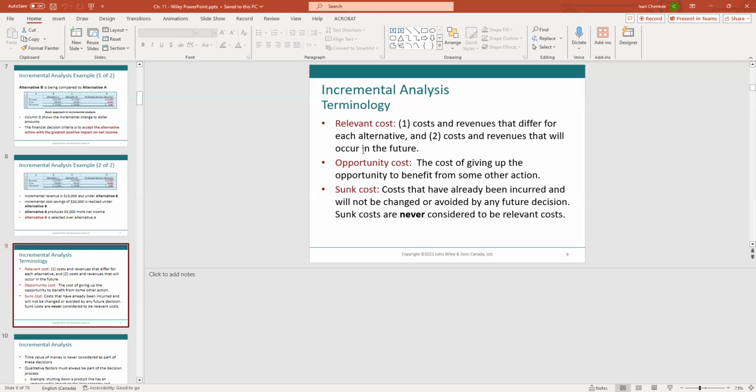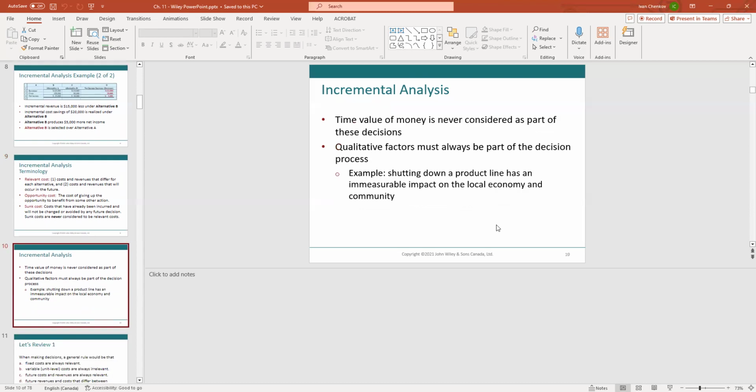This is the cost that I'm going to consider. If I go forward, if I do something in the future, which choice should I make? For something that I already made my choice on, that's not relevant anymore. That's a sunk cost. So for that reason, sunk cost is never considered to be relevant cost. Now, in the incremental analysis, we're not going to consider the time value of money. And the qualitative factor is always going to be part of our decision.